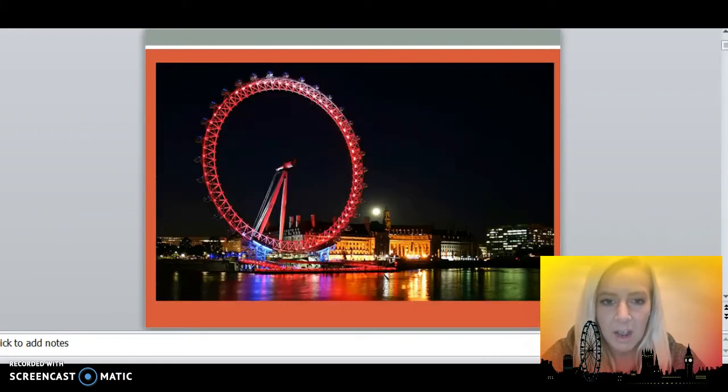Welcome to the London Eye. The London Eye is a huge Ferris wheel located in, well, what do you know, London? Oh, alright, I tried an accent, doesn't quite work.